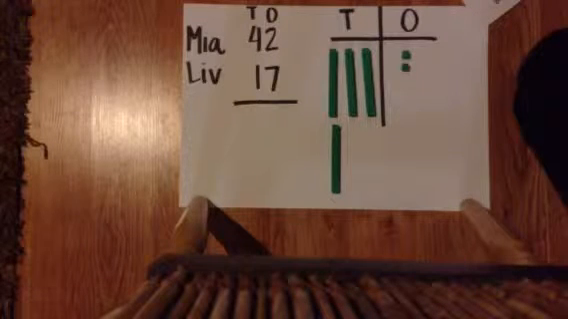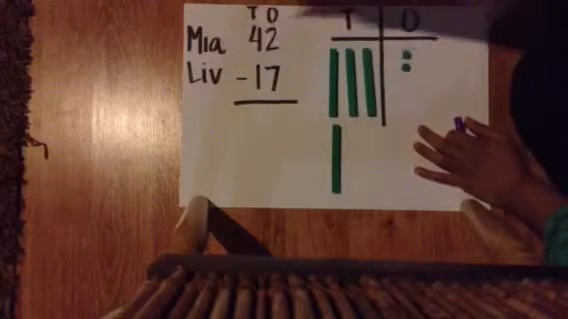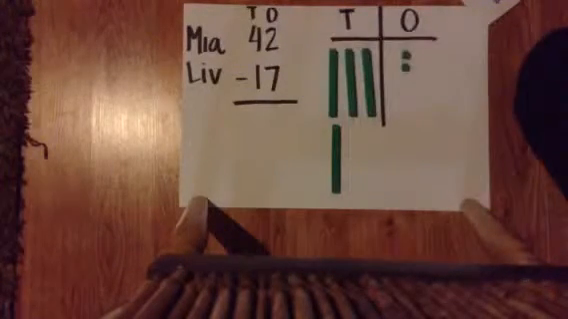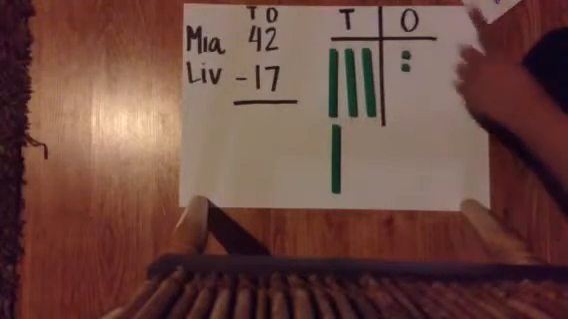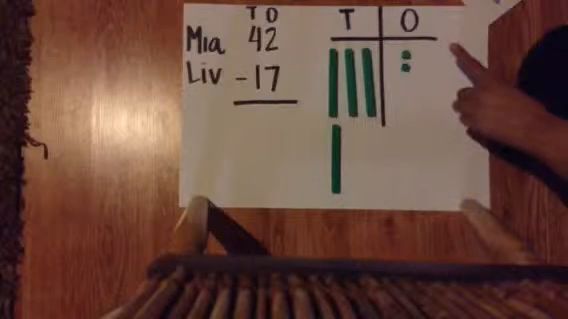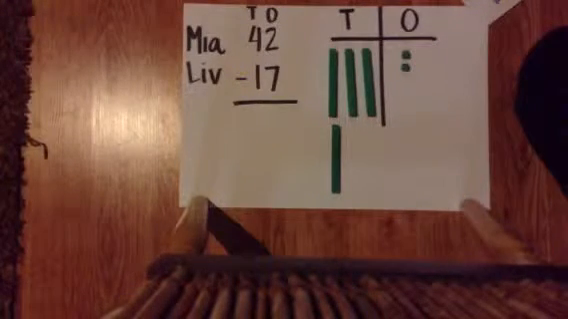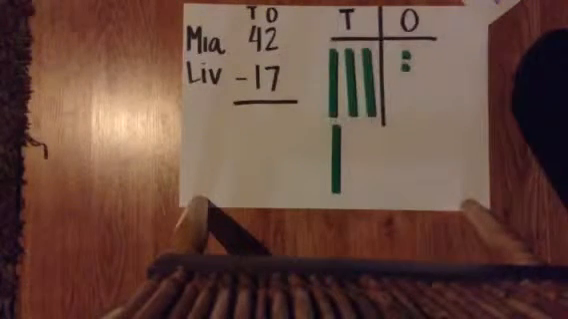Now, since we are subtracting or taking away 17 from 42, do I need to add more or take away from our place value chart? Exactly. We're going to be taking away since Mia has given 17.